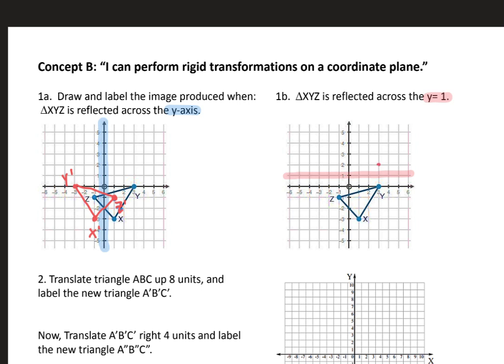So Y is 1 below, so Y prime is going to be 1 above. X, we have 1, 2, 3, 4 below. So we're going to count 1, 2, 3, 4 above. And then Z is 2 below, which means Z prime is going to be 2 above.